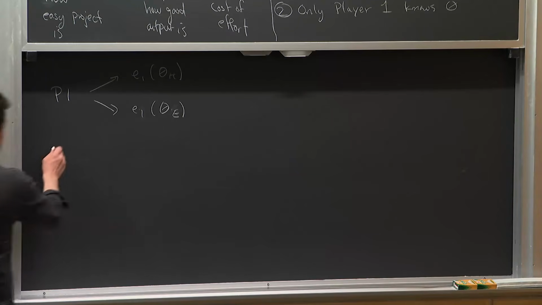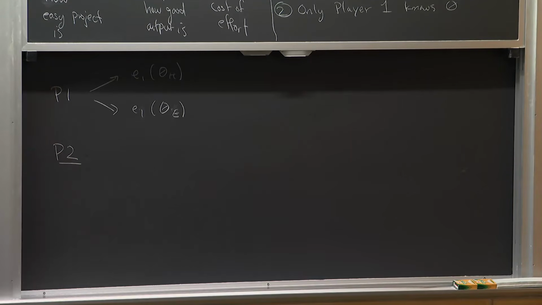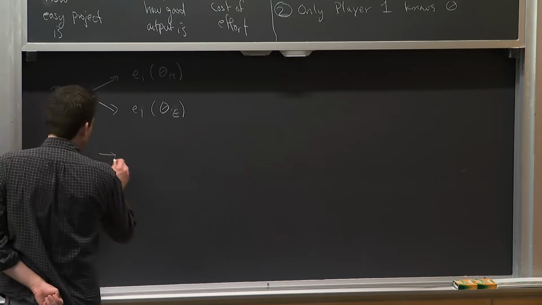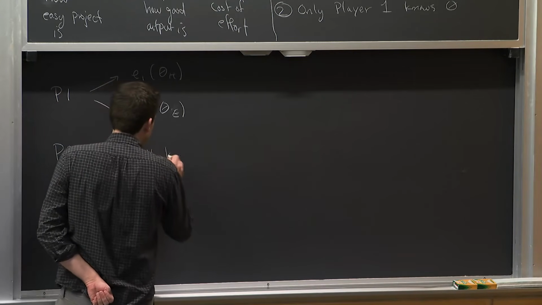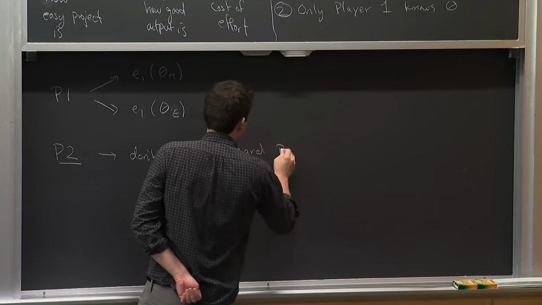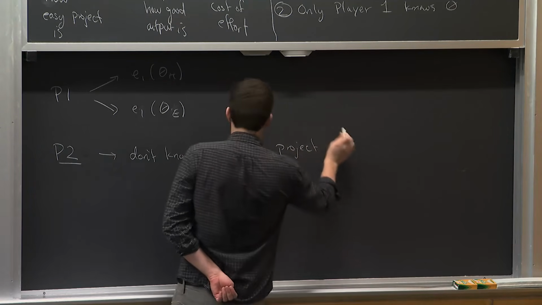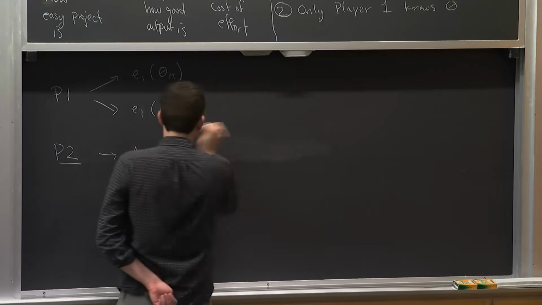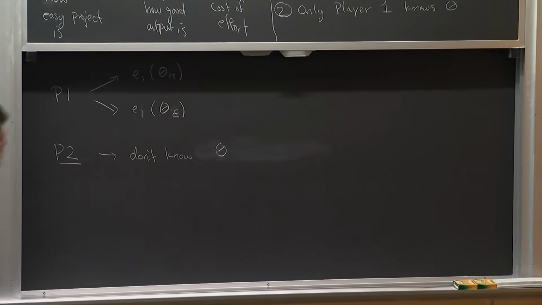But now let's look at player 2. What should player 2 do? Let's imagine you are in this situation. You don't know how hard the project is, and you're thinking about how hard to work. I think there's some information that's missing here. There's something you need to know. So we've said they don't know how hard the project is. So they don't know theta.